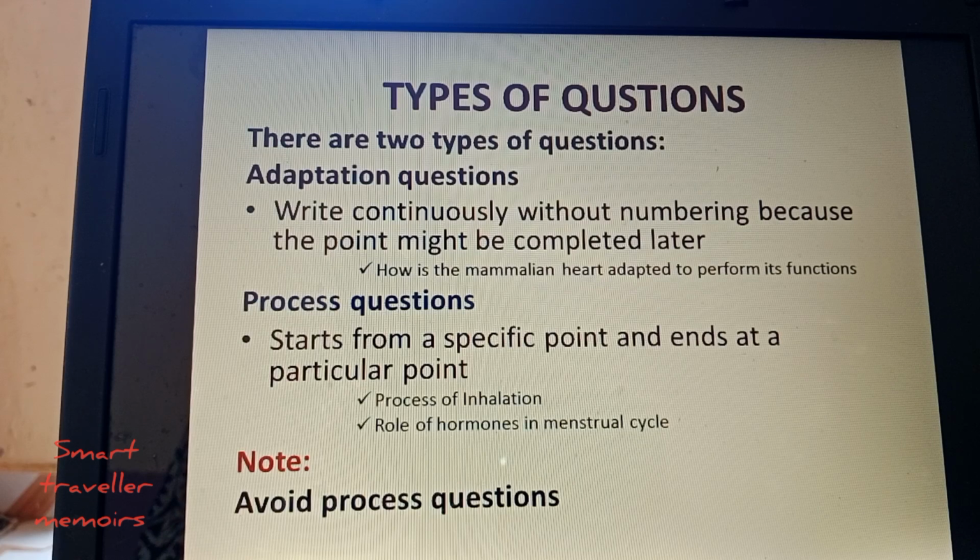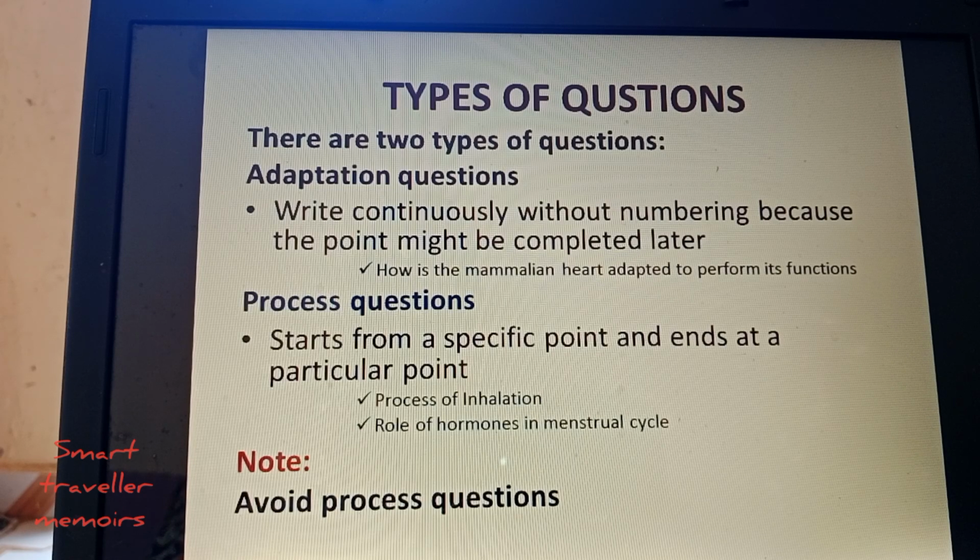There are two types of questions. Adaptation questions, where you write continuously without numbering because the point might be completed later. For example, how is the mammalian heart adapted to perform its functions? Or it can be a process question, where you start from a specific point and end at a particular point. For example, the process of inhalation or the role of hormones in the menstrual cycle. These are processes, and they start from a specific point.